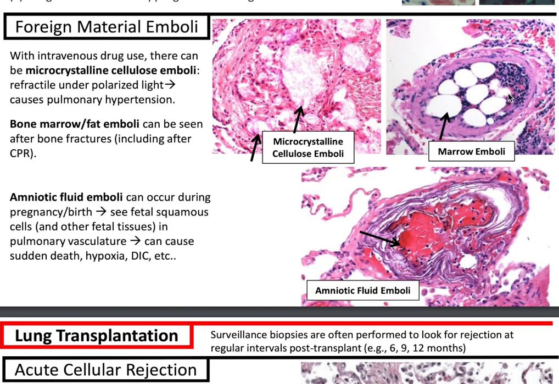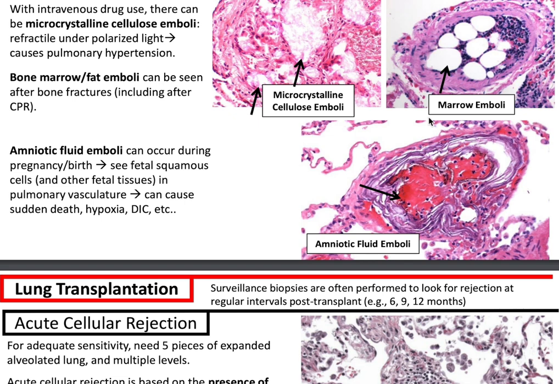Foreign material emboli. With intravenous drug use, there can be microcrystalline cellulose emboli, as you can see here. It's refractile under polarized light, and it can cause pulmonary hypertension. Bone marrow fat emboli can be seen after bone fractures, including after CPR. It's a finding that you can see in autopsy cases for those who received CPR.